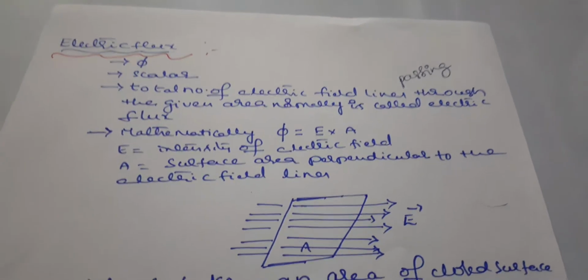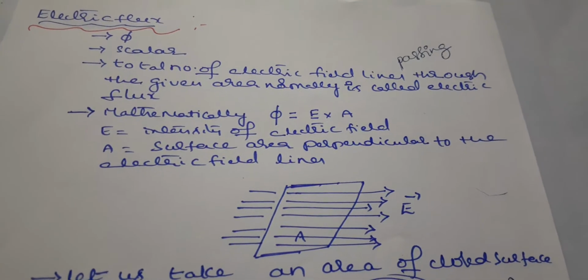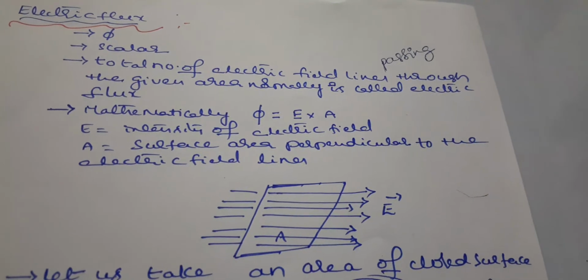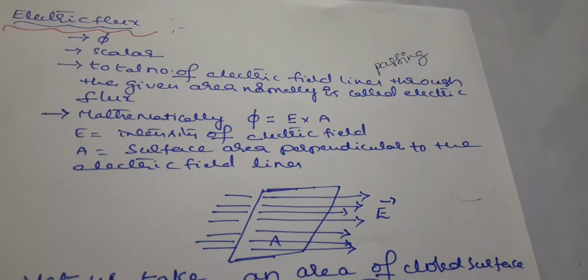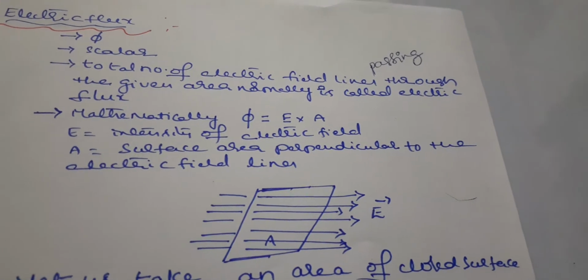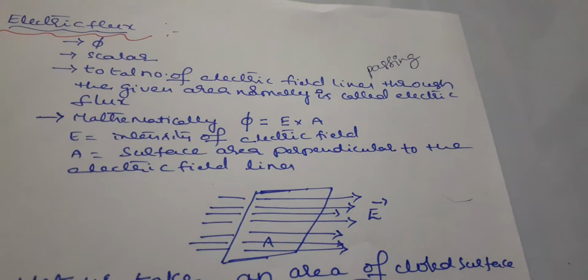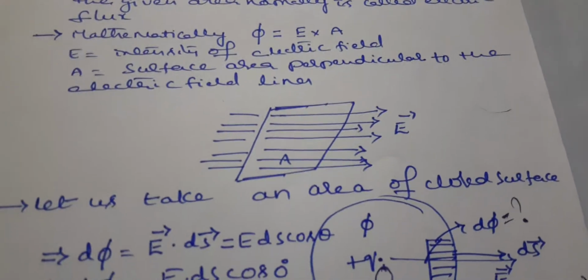Electric flux is denoted by the letter phi. You can see that in the first point. It is a scalar quantity. But what is electric flux? The total number of electric field lines, or total number of electric lines of force, passing through the given area normally is called electric flux. You can see in the figure.